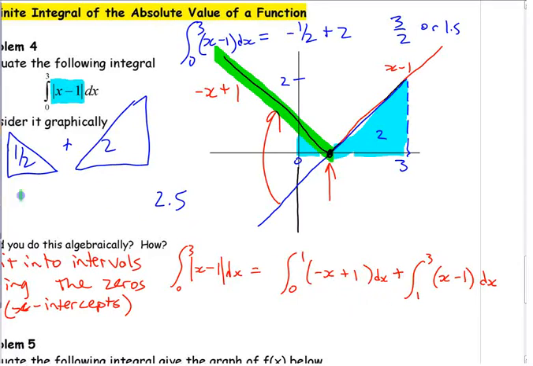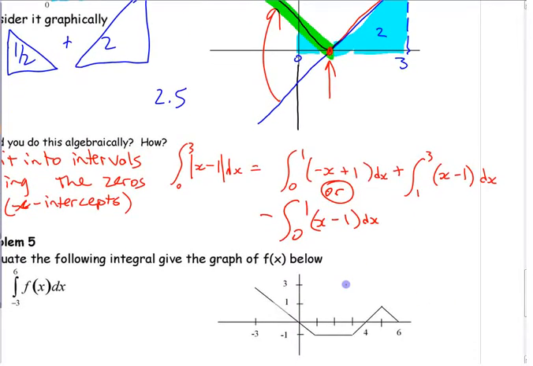Instead of putting the negative sign in the function here, what could I have done instead? You could have just put it out front of the whole thing, whatever this is, it's negative. Either way, whichever way you do it, you'll use an antiderivative. Antiderivative of x minus 1, what is that?